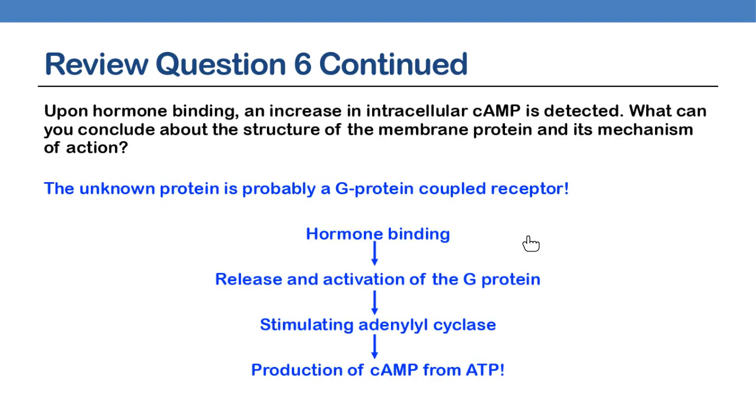So just to go over the mechanism of action, we get hormone binding, then the release and activation of G proteins. This is going to stimulate our adenylate cyclase and produce cyclic AMP from ATP. Someone asks what's the difference between adenyl cyclase and adenylate cyclase. I think they're the same thing, or I might have just written it differently. I have been using those interchangeably. Sorry about that.